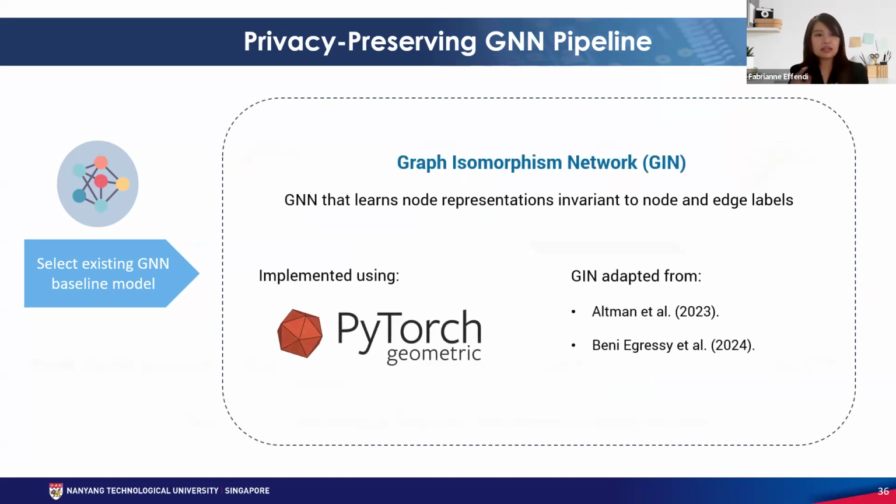Now explaining the details of this pipeline. For the GNN baseline model for this project, we've selected the Graph Isomorphism Network, GIN, a GNN that learns node representations invariant to node ID labels. This was implemented using PyTorch Geometric and adapted from Altman et al. and Egressy et al.